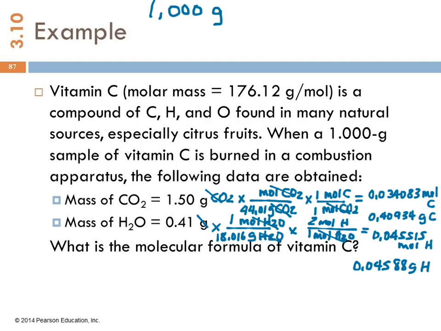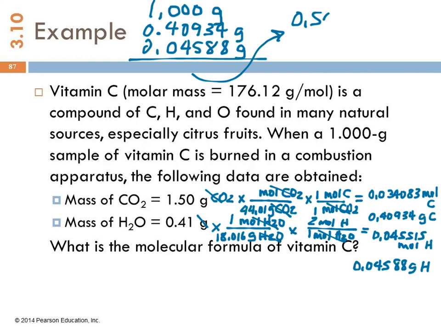So 1.000 grams of the vitamin C. And I had 0.40934 grams of carbon, and I should put a 0 in there. 0.4588 grams of hydrogen, and that gives me 0.54478 grams of oxygen. Yes, question.